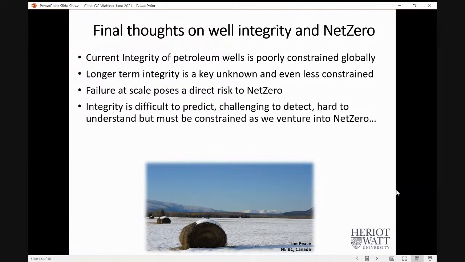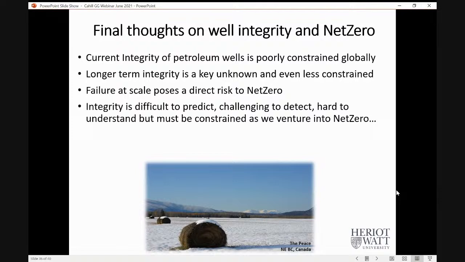More than that, long-term integrity is of course a bigger unknown and even less constrained. What will these wells look like in 100, 200, 1,000 years? We don't know that yet, and we can only imagine that they probably won't get better with age, quite like ourselves, unfortunately. Failure at scale, certainly, in my view, is going to pose a risk to net zero. If we get a large proportion of these decommissioned wells in the future having failure, that certainly will have some impact on net zero, and it's going to potentially cause a headache.